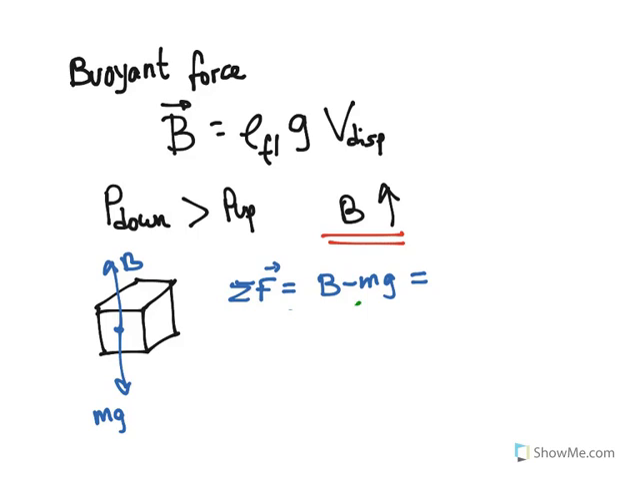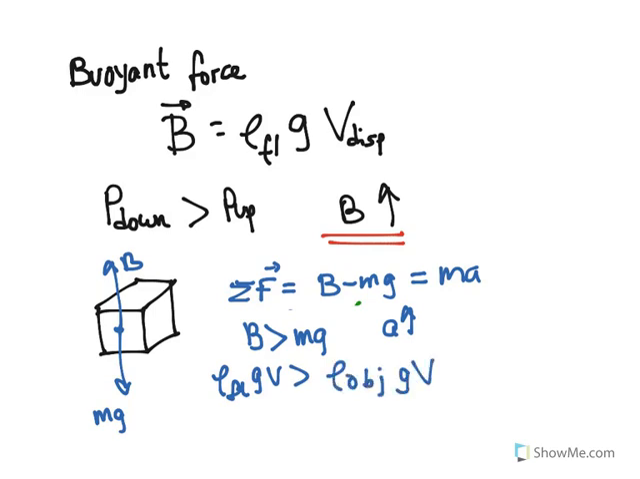The second case is when we have mass times acceleration, and we can have two cases. In the first, the buoyant force is larger than mass times gravity, which means that the acceleration will be upwards, and this will happen if the density of the fluid times gravity times volume is higher than the density of the object times gravity times volume of the object. Both of them are the volume of the object, since it's the volume displaced. This will happen when the density of the fluid is larger than the density of the object, and that's the reason why lower density objects float in higher density fluids.